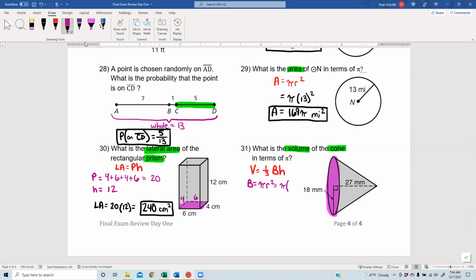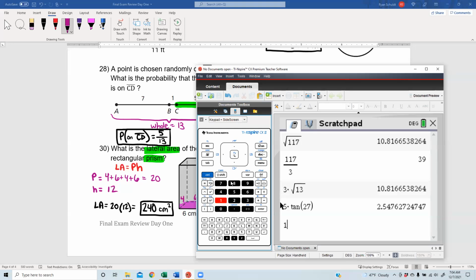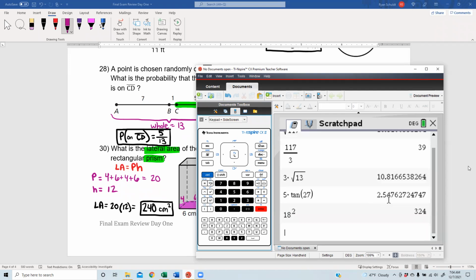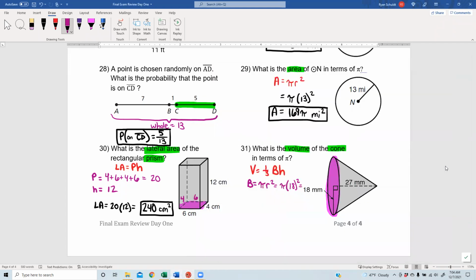So pi times 18 squared. What's 18 squared? I don't have that one by memory. I think like 524. No, I was off. That's 324. Whew. So 324 pi is your big B. Your H is 27. So plug those in.